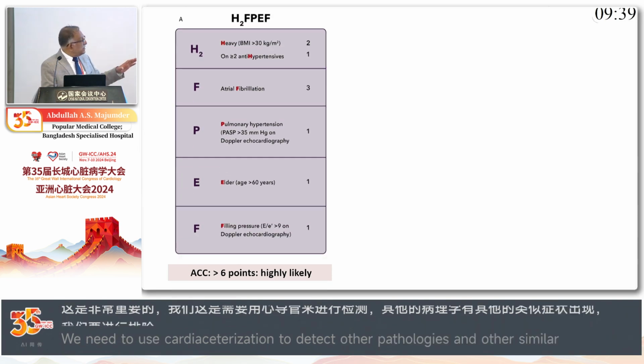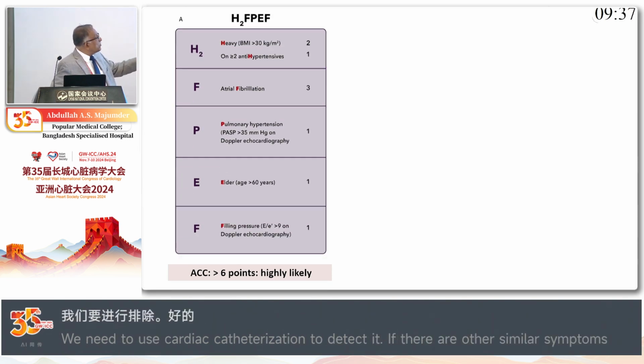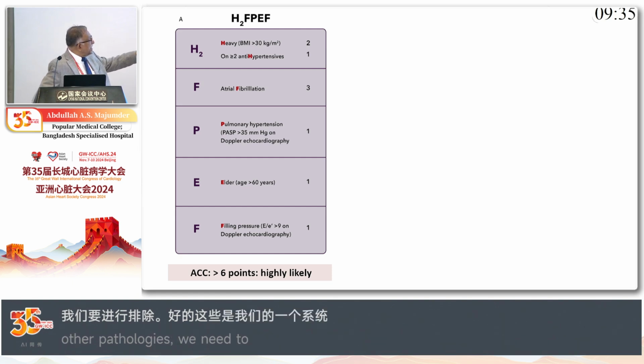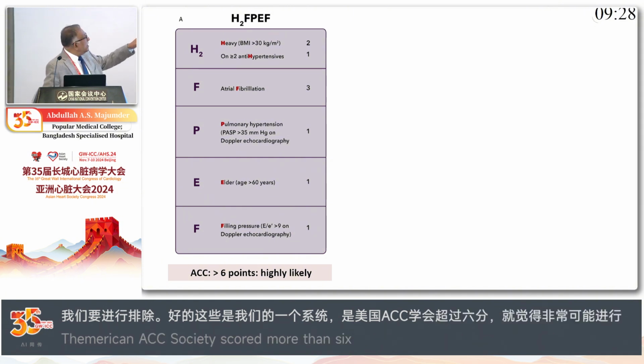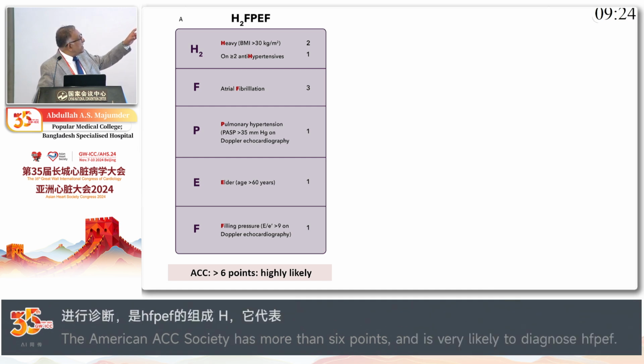So this is the scoring system by the American College of Cardiology. There are 9 scoring points. The H2FPEF: H for heavy, that is BMI more than 30 kg per square meter, 2 points; 2 or more antihypertensive drugs, 1 point.